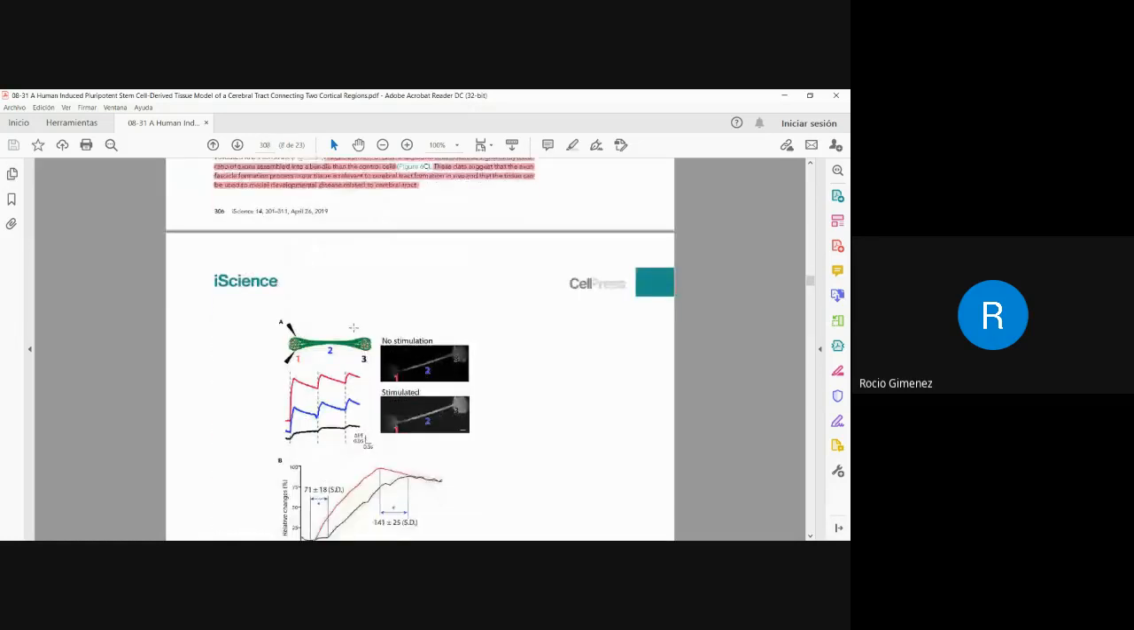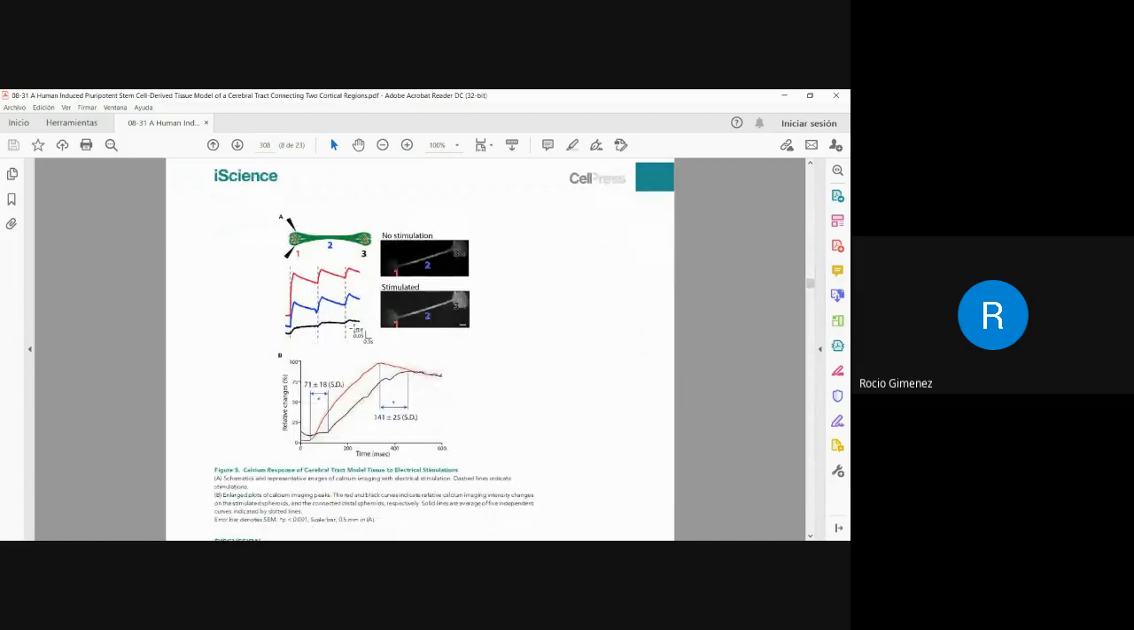Next, they assessed the electrophysiological functionality of the neurons using calcium indicator dye. When one spheroid was electrically stimulated, the axon fascicle and the connected distal spheroid responded with a calcium surge, indicating that the action potential induced by the stimulation propagated to the axon fascicle and the connected spheroid.